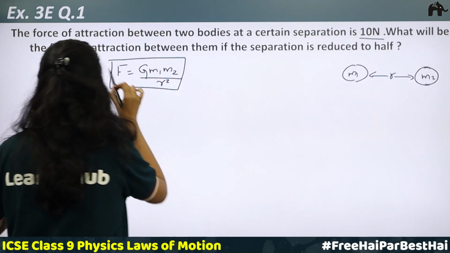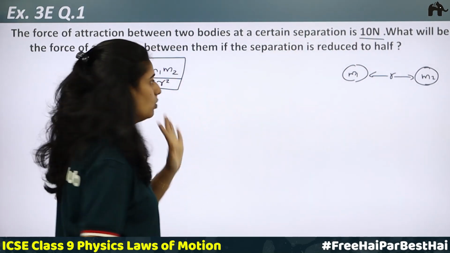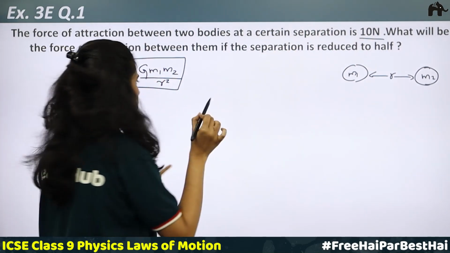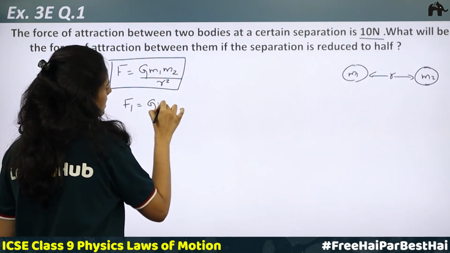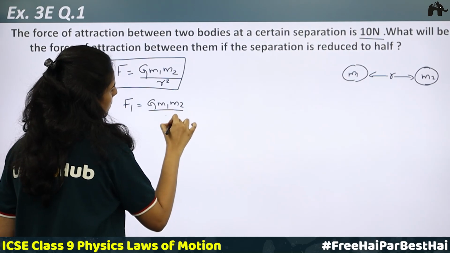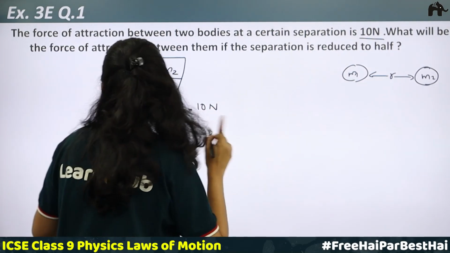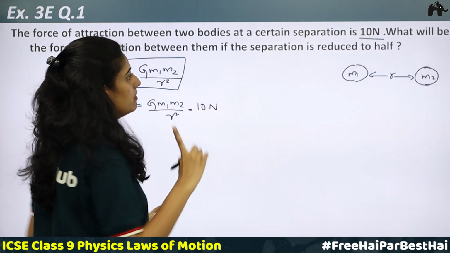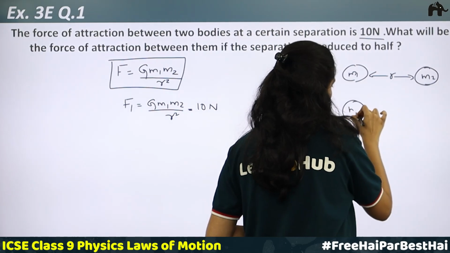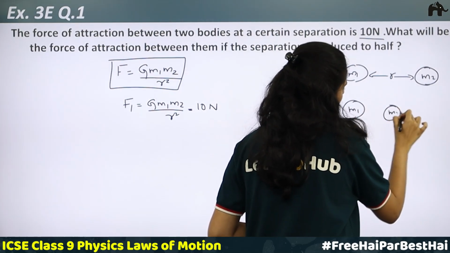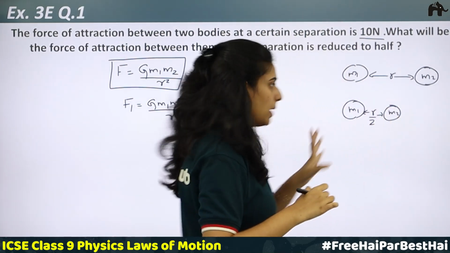What is given? The force of attraction between two bodies at a certain separation is 10 Newton. This force is equal to 10 Newton, so we will call this force F1. F1 is equal to G M1 M2 divided by R square, and that is equal to 10 Newton. Now, what will be the force of attraction between them if the separation is reduced to half? Here we have M1 and here we have M2. The distance of separation between them becomes half, which means R divided by 2.